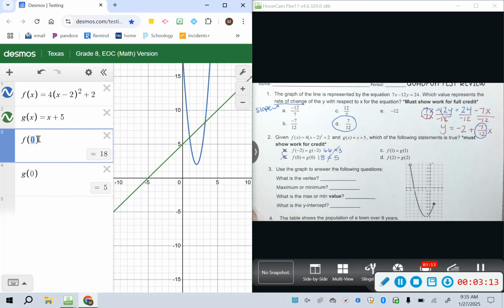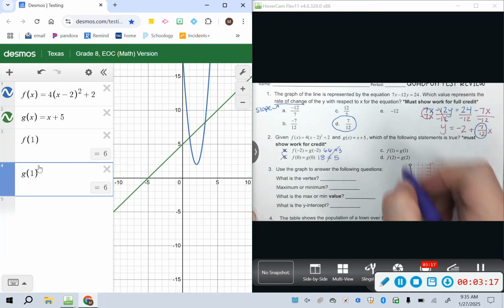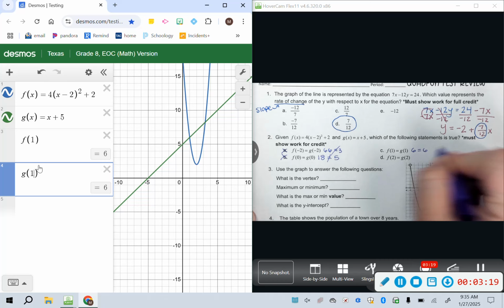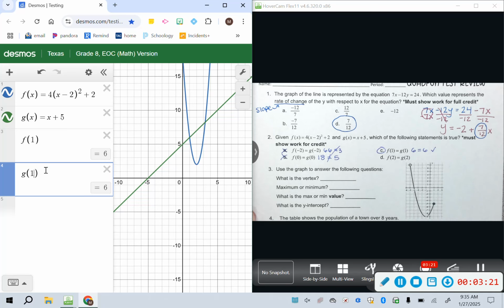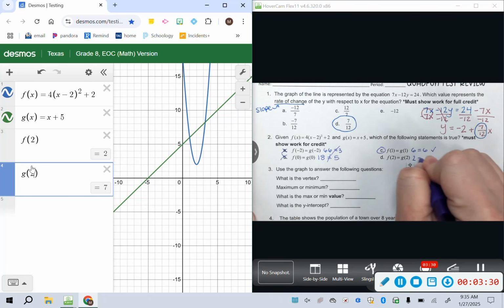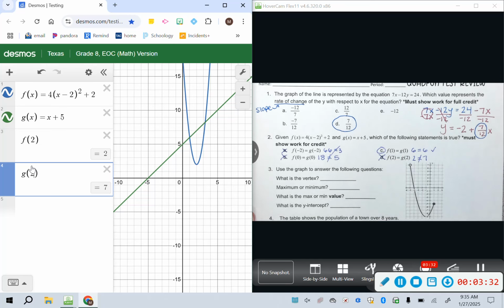Okay, the next one gives me f of 1 equals g of 1, which gives me 6 equals 6, which is true. So that is my answer. We're just going to double check that last one, make sure we're doing it right. f of 2 equals g of 2, and I get 2 equals 7, which is not true. So again, C is my only answer.